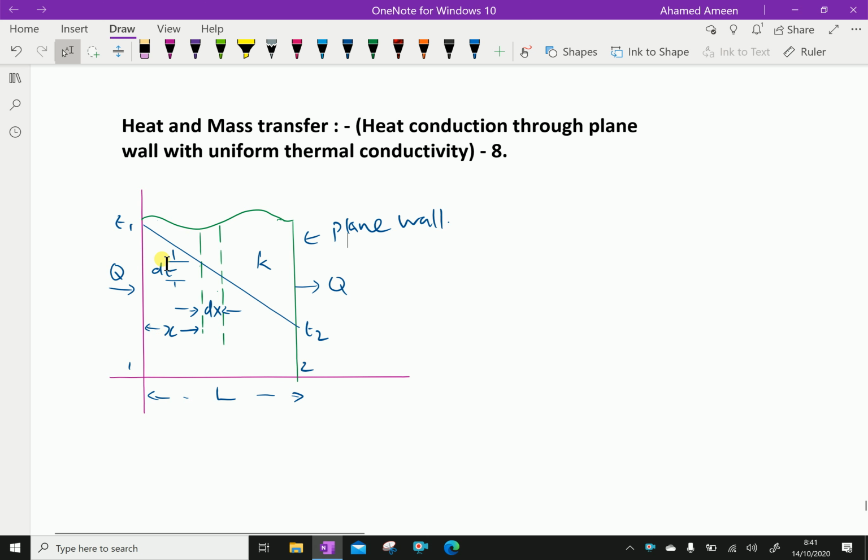In heat and mass transfer, let us discuss heat conduction through a plane wall with uniform thermal conductivity. Look at this figure. A plane wall with length L is given, through which the heat is flowing in the x direction only.